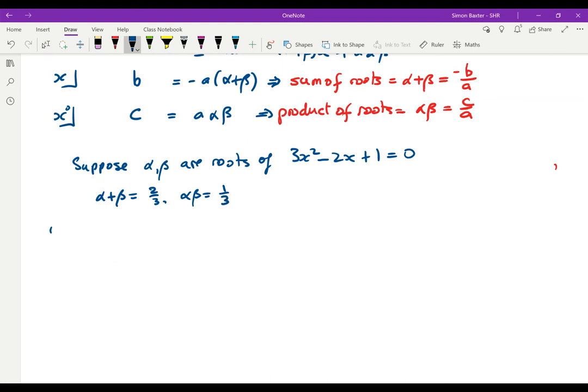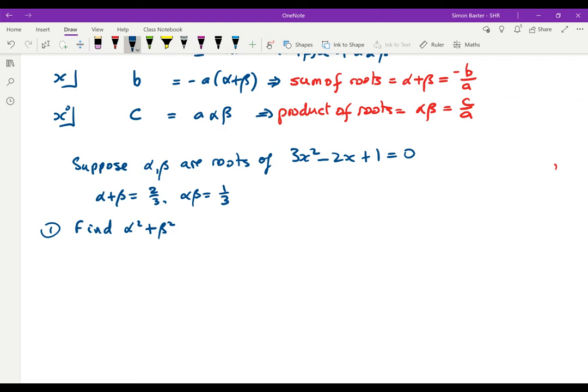The first type of problem that you're likely to meet is to find alpha squared plus beta squared. Why don't you just pause the video for a moment and see if you can find alpha squared plus beta squared. Go on, pause it. Well, did you pause the video? I hope you did, and I hope you managed to find out how to find alpha squared plus beta squared.